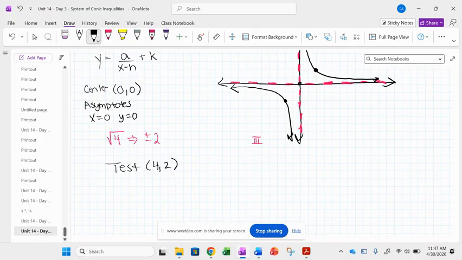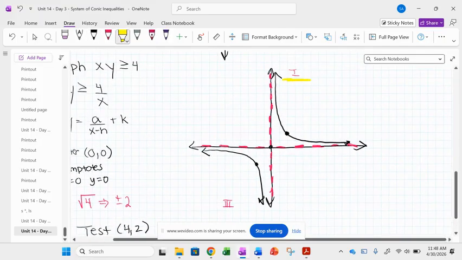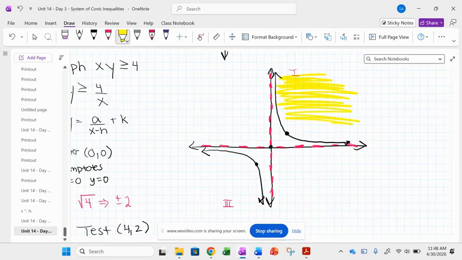So go back to your original. So I'm going to go xy is greater than or equal to 4. Go back to our original. So if I'm testing the point 4, 2, this is 4 times 2. Is that greater than or equal to 4? Yes, which means I'm shading inside this curve. And by default, I'm going to have to shade inside the other curve.